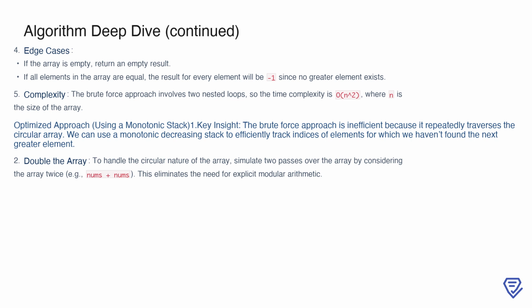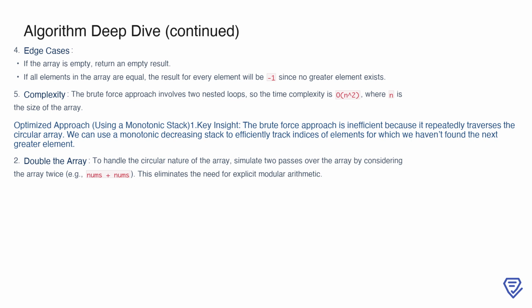To handle edge cases, if the array is empty, we simply return an empty result since there's nothing to process. Similarly, if all elements in the array are equal, there are no greater elements for any position, so the result for every element will be -1.